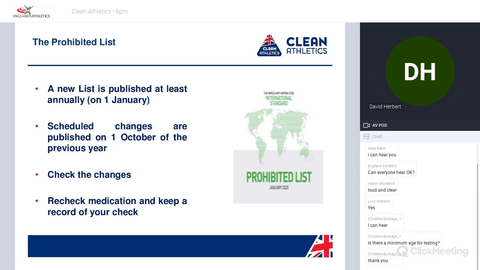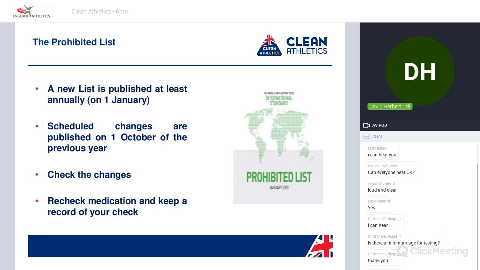So we've talked about prohibited substances and methods. The way that you know what is a prohibited substance or method is through the prohibited list. The prohibited list is published by the World Anti-Doping Agency, WADA. It's published at least annually on the 1st of January of each year, but it can be updated between Januaries as well, so it can be updated more often. Any changes are actually publicised before the 1st of January.